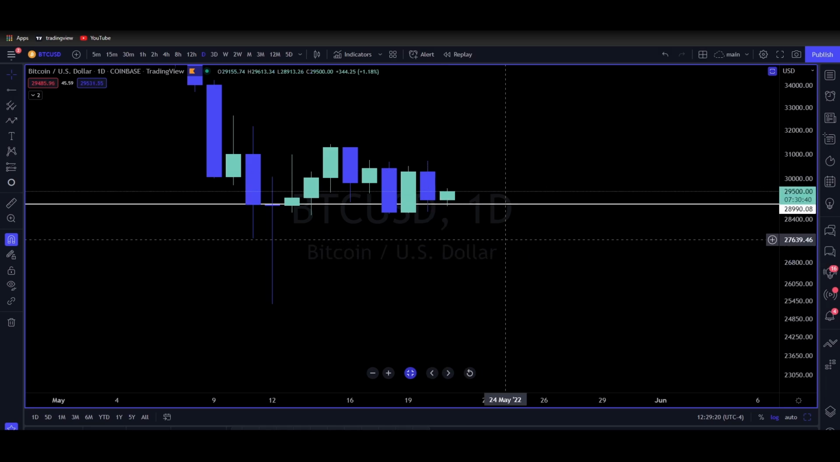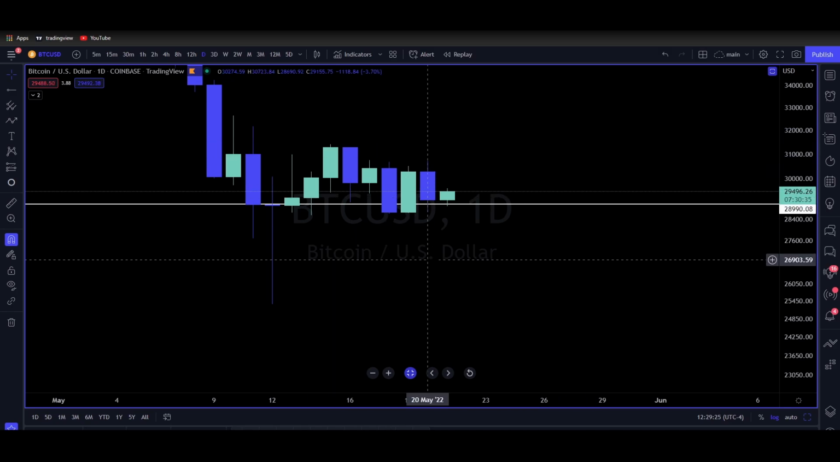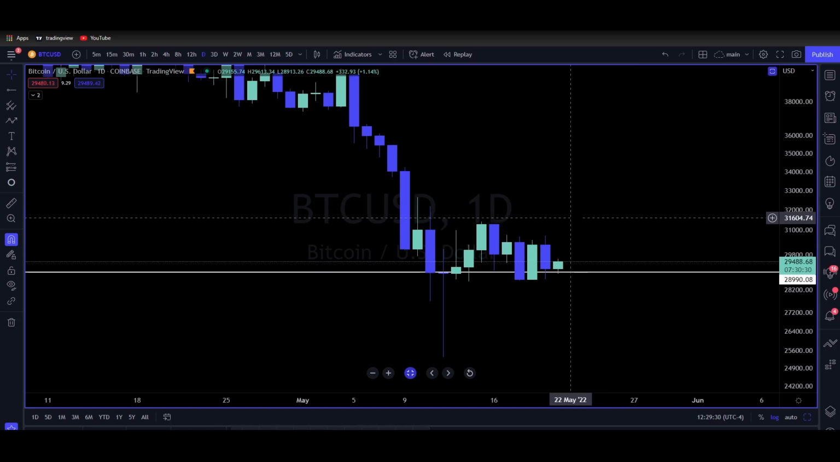Maybe see a stab lower, maybe see a stab higher. Either way, you know the levels to watch for your trade entries. I think trading the range is going to be the thing to do for the next couple weeks, but we'll keep an eye on it.